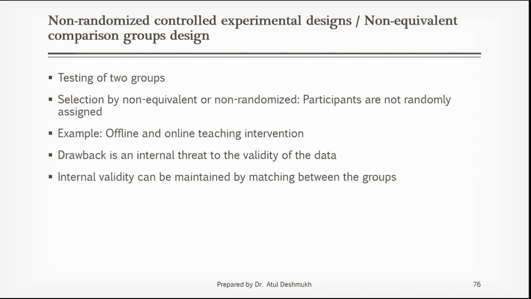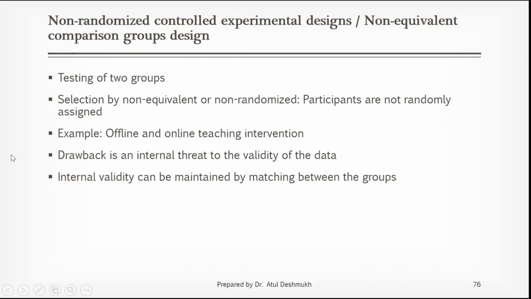So that is the drawback which is associated with this non-equivalent comparison group design. Otherwise, it is good in situations where it is not feasible to have random pickup of the samples, or the random sampling method is not applicable. In that situation, you can use this kind of sampling method. Only you have to take care of internal validity, which is associated with such kind of study design, right?